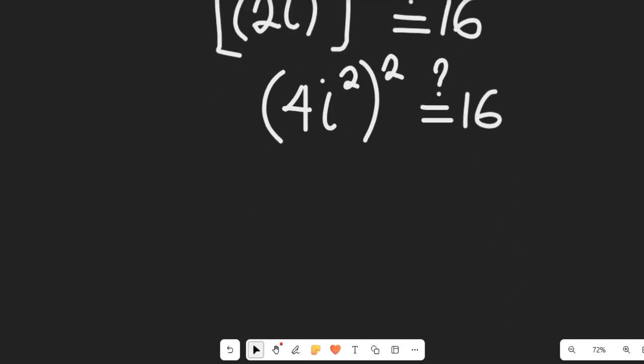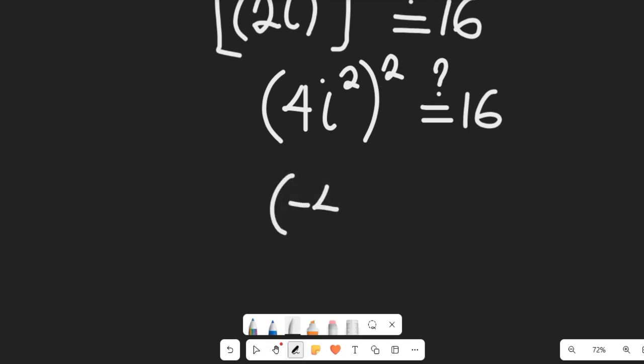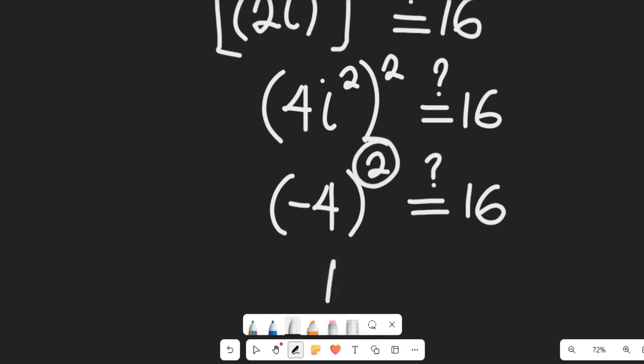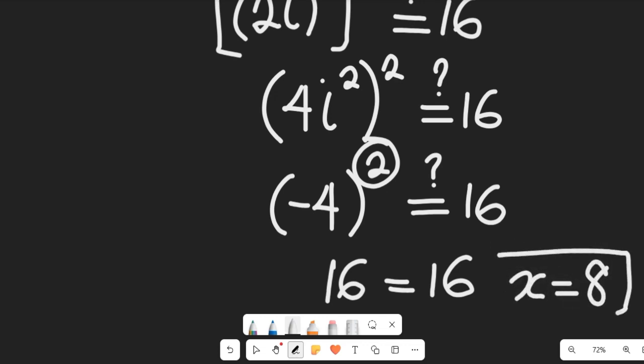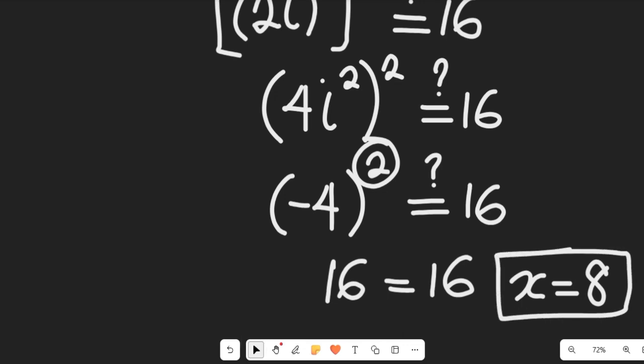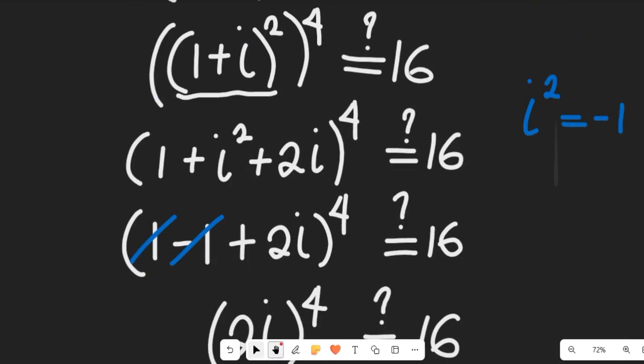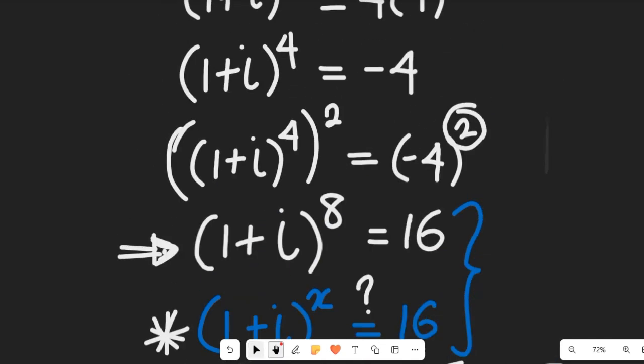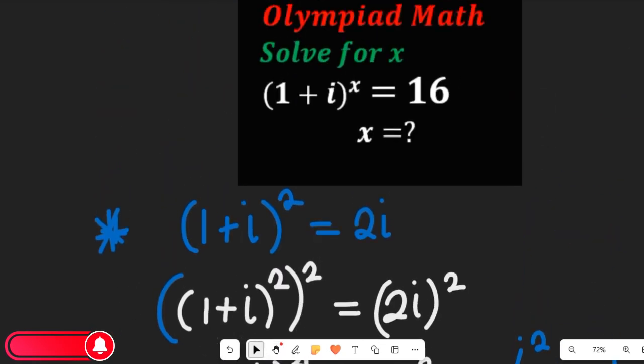I squared, remember, is -1, and if I multiply it by 4, I'm going to have -4. (-4)^2, is it equal to 16? Of course it is. Since the power is even, the result is going to be 16, and 16 is equal to 16. Hence, the value x equal to 8 truly satisfies the expression given to us up there. So you see, very, very easy.